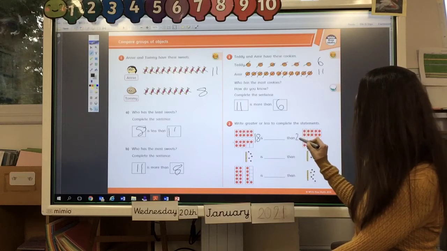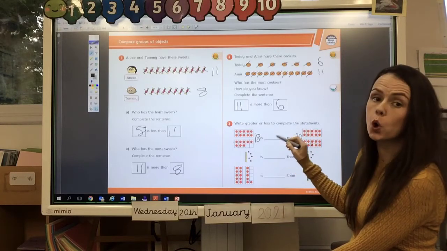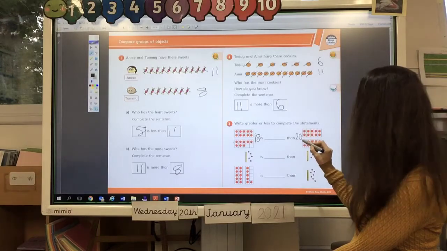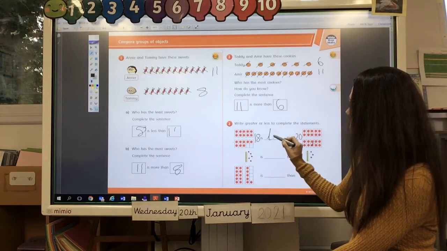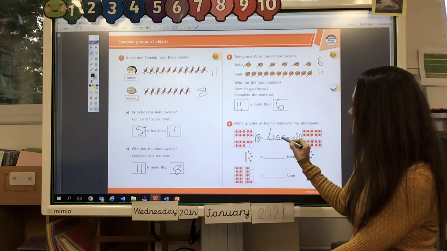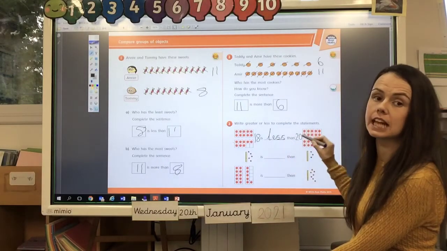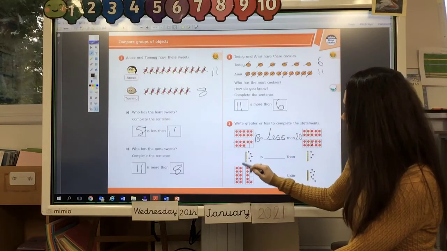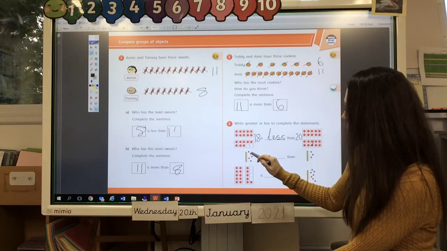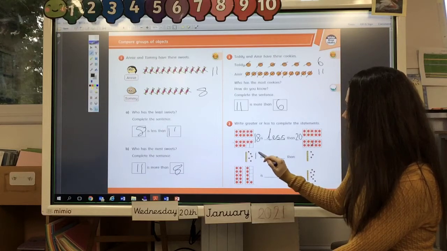So 18, is it more or less than 20? It's less, isn't it? So less. Less. 18 is less than 20. Great work. Let's look at this one. So now we've got a 10 frame. So 10, 11, 12, 13, 14, 15.